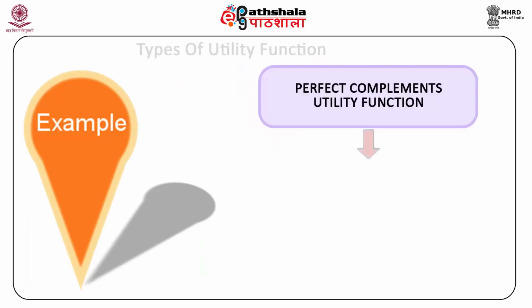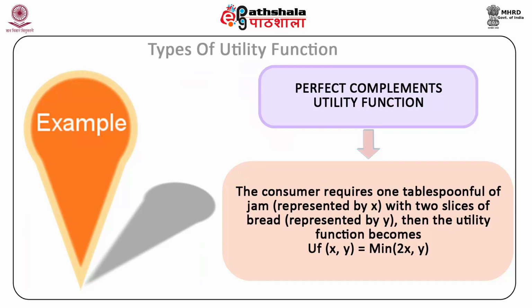For example, the consumer requires 1 tablespoonful of jam, represented by X, with 2 slices of bread, represented by Y. Then the utility function becomes u(x, y) equal to minimum of 2x and y. From the specified utility function, it is clear that 2 slices of bread, that is y, with 1 tablespoon of jam, that is x, will provide 2 units of utility.